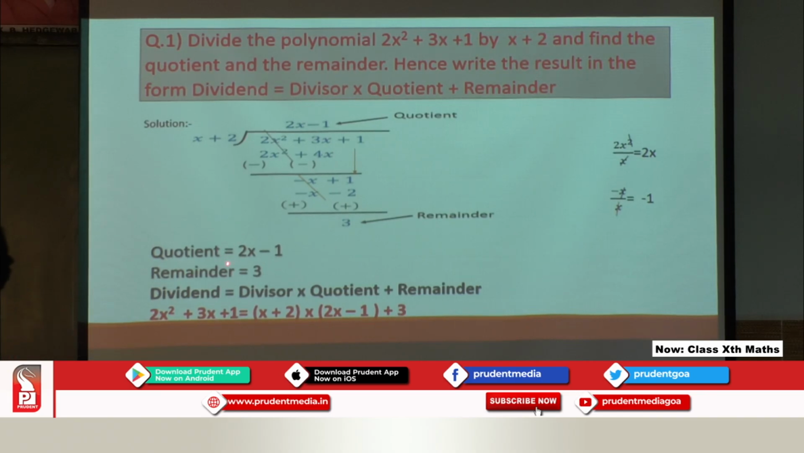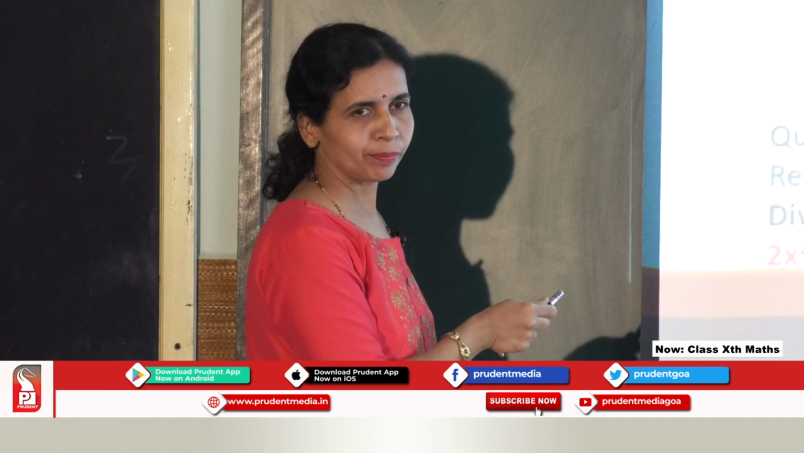So all these values we should substitute in the given form, that is dividend. Here dividend is 2x square plus 3x plus 1, that I have substituted here, and that is equal to divisor, here divisor is x plus 2, and again into quotient we got here 2x minus 1, that is substituted here, plus here we got remainder as 3 and this 3 is substituted here. This is the last answer of this question now.